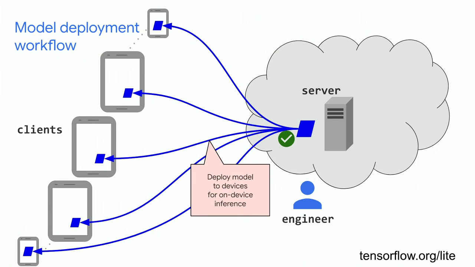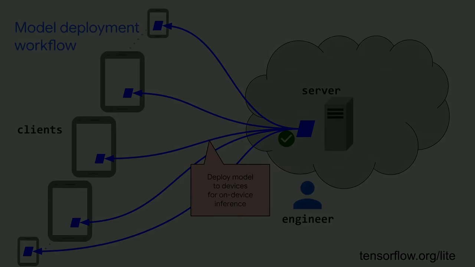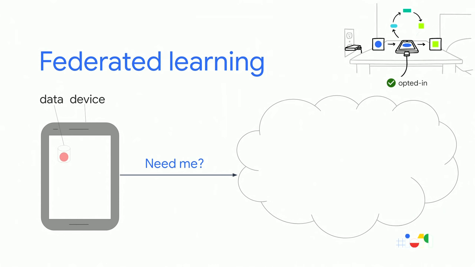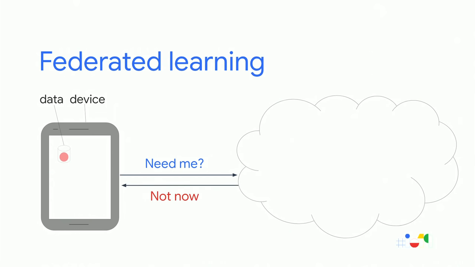So how does this federated learning part work itself? If a device is idle and charging, it will check into the server. And most of the time, it's going to be told to go away and come back later. But some of the time, the server will have work to do.